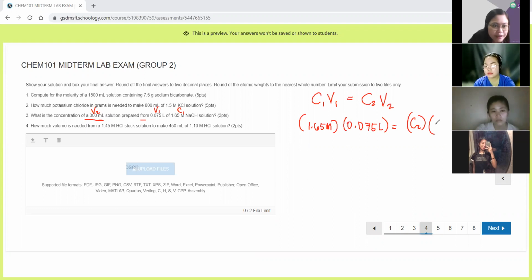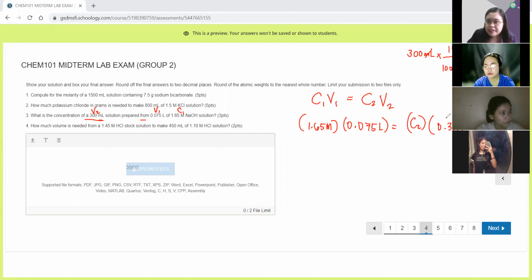However, the other volume is in ml. So you have the option whether to convert liters to ml or ml to liters. Anyway, you will still get the same answer for this. So let's try to convert the 300 ml. Sa isang litro, meron tayong 1,000 ml. So this is 0.3 liters. Okay?